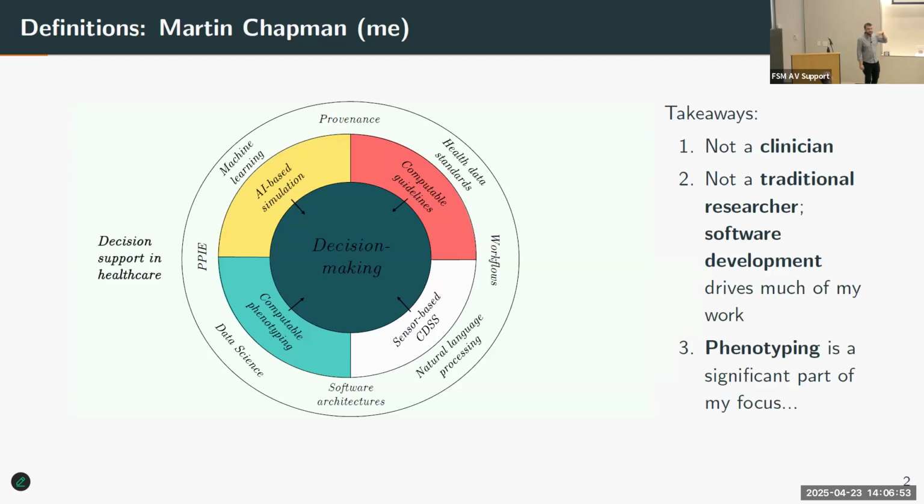There's a few takeaways from this. The first is that you can see there's a lot of computer sciencey stuff here. I'm not a clinician. I've been working in the health informatics space for about 10-ish years, so I've picked up the jargon, but I'll never be a clinician, so bear with me. Also, as Lucas very kindly said, I don't really consider myself a traditional researcher. Software engineering really guides my work, and it's lovely that communities have risen up both in the UK and the US to support this kind of work, the RSE communities, and that's really something that I consider myself a part of. And then finally, phenotyping is a significant part of the work that I do.